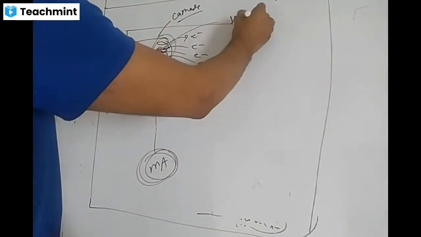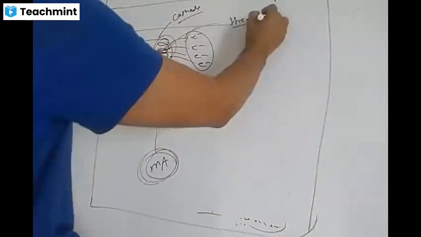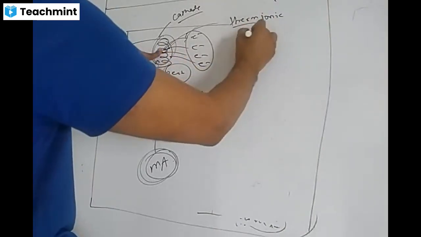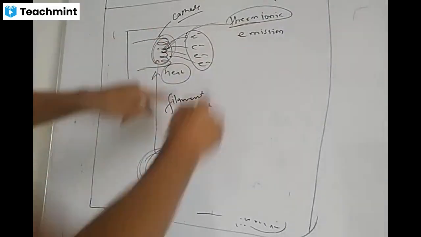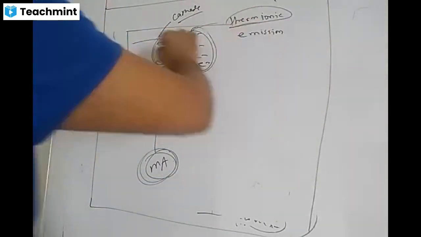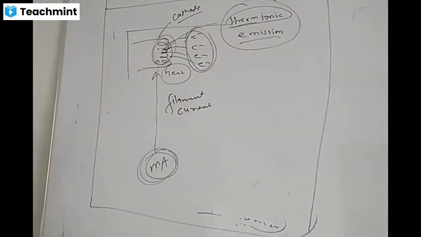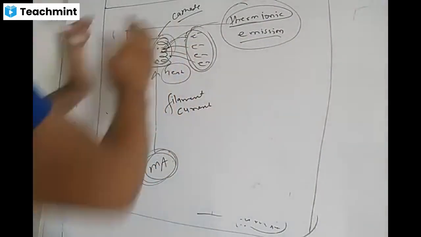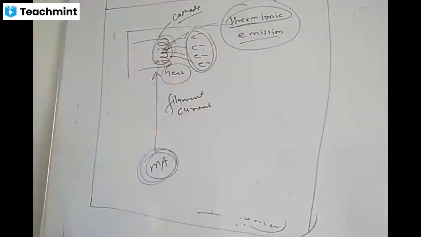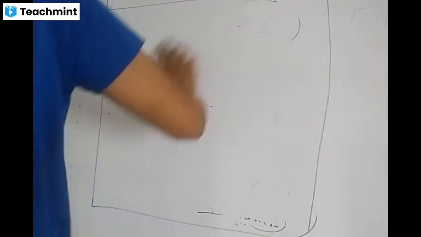Heating, we use the term thermo. Thermo means heat. And what comes out? Electron. So the whole phenomenon is called thermionic emission. Because of heating, electrons come out. So this phenomenon at the level of the cathode is called thermionic emission. The result of this thermionic emission, the result of this current, the result of heating this filament is your electrons. We call these electrons an electron cloud.